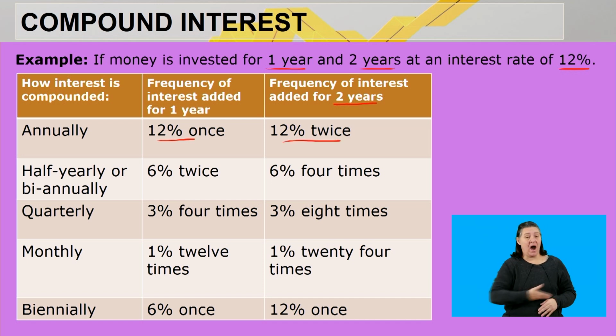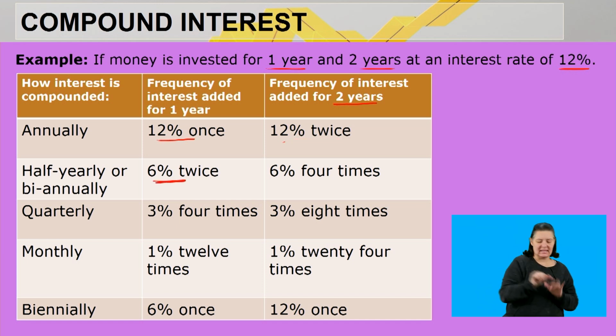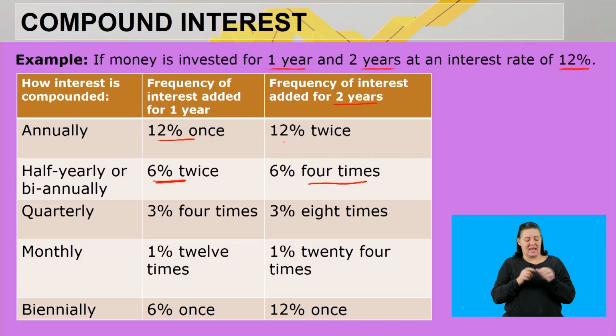If it's half yearly or biannually, you ask yourself, how many half years are in a year? So for 1 year, it will be 6% twice, because there are 2 half years in 1 year. If it's over a period of 2 years, then I will double that, so it will be 4 times now. I took the 12% and divided by 2 for the biannually. That's how I got to the 6%. Are we clear on that?